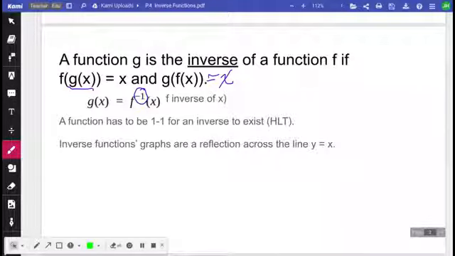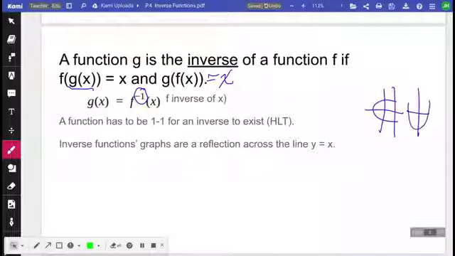Easy way to tell 1-to-1 is to picture the graph, sketch the graph, or put it in your calculator and look at the graph. For an inverse to exist, it has to pass the horizontal line test. For example, if I have a parabola opening to the right, it fails the vertical line test, so it's not a function. But if I have a regular parabola, it fails the horizontal line test. So it also does not have an inverse with that domain going from -infinity to infinity.